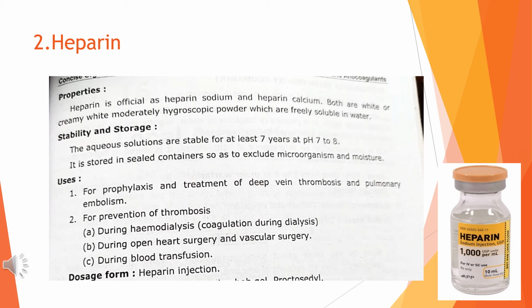Next, during open heart surgery and vascular surgery. So heparin is used during open heart surgery. Next, during blood transfusion, that is transferring of blood, heparin is used. Heparin is available in injection form. So the dosage form of heparin is heparin injection.